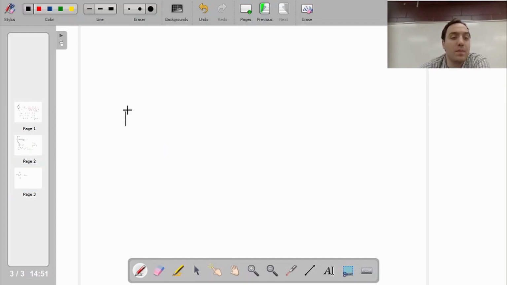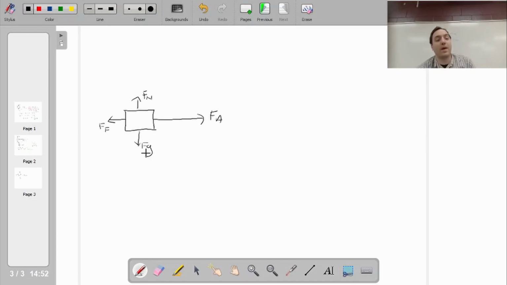Instead of the forces being balanced, imagine you push with a force greater than the frictional force. The box starts to move. And in this case, your forces are no longer balanced. You have an imbalance.